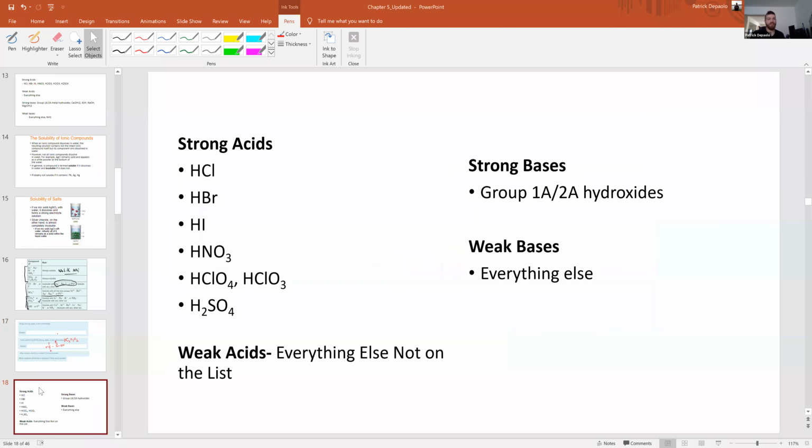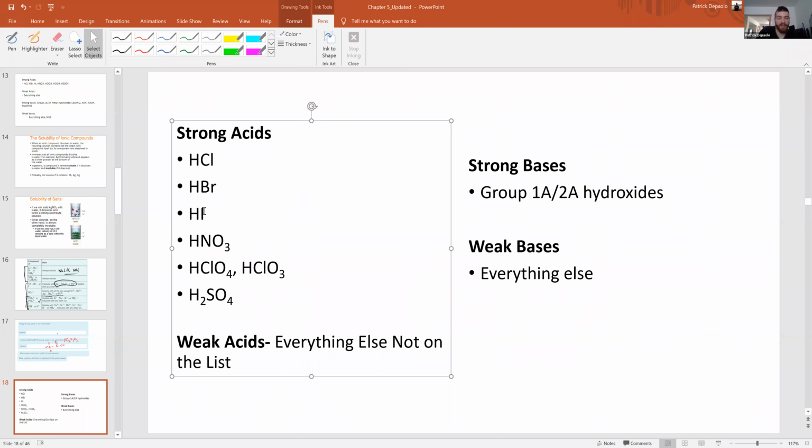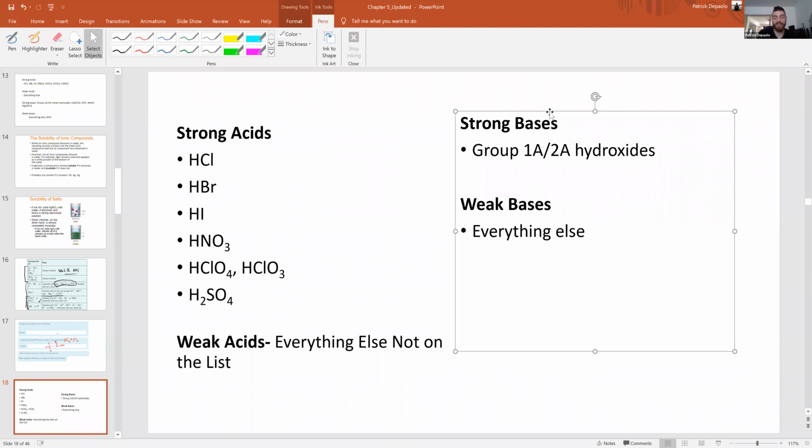Let's move on. Strong acids, we did this already, but just to reiterate, the strong acids are HCl, HBr, HI, HNO3, HClO3, HClO4, and H2SO4. They are the strong acids. The weak acids are everything else not on the list. Strong bases are the group 1A and 2A hydroxides. Weak bases are everything else, and I'll put the important one, NH3. That's important.